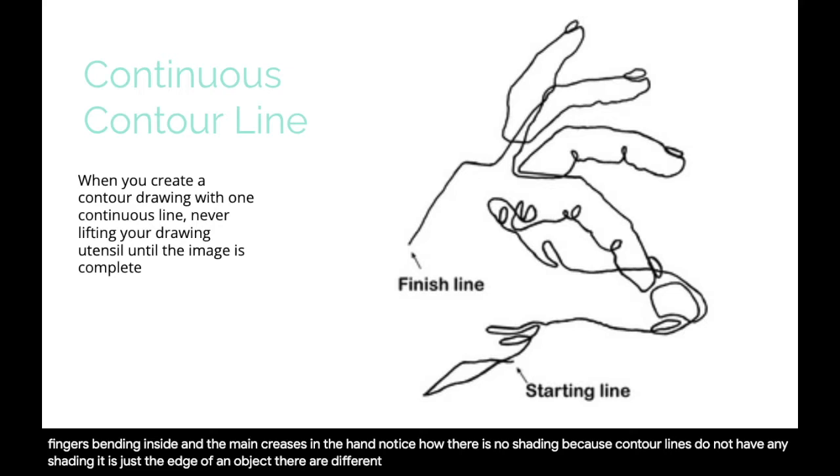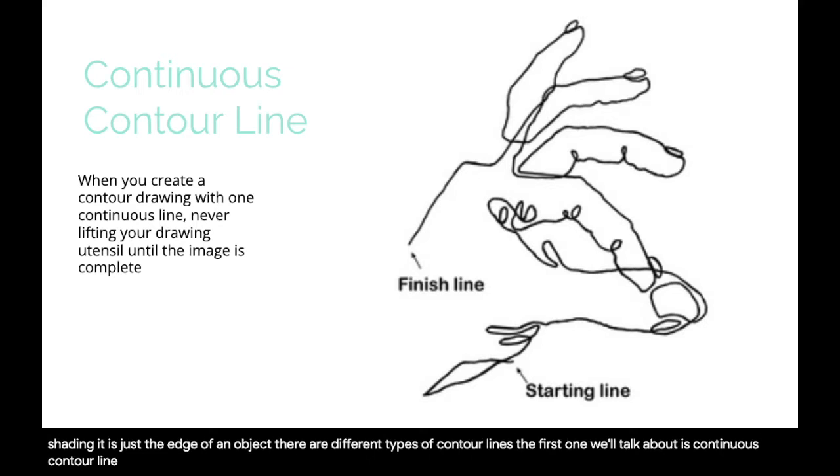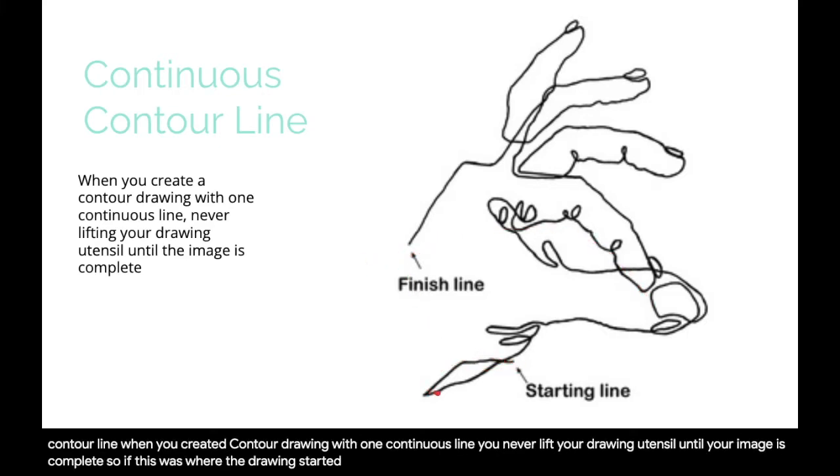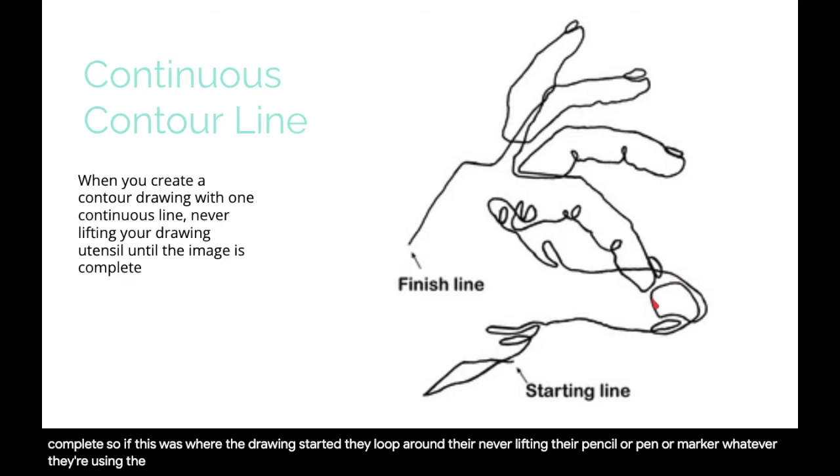There are different types of contour lines. The first one we'll talk about is continuous contour line. When you create a contour drawing with one continuous line, you never lift your drawing utensil until your image is complete. So if this was where the drawing started, they loop around, they're never lifting their pencil or pen or marker, whatever they're using, the entire time.